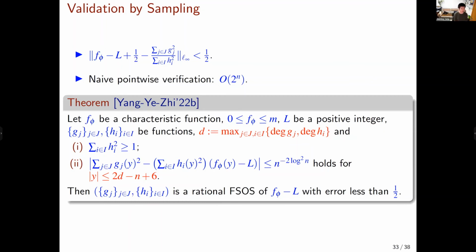Now, let G and Hi give a rational Fourier sum of squares, and let D be the degree of G and Hi. We just need to compute the error at the points with order at most 2D minus n plus 6, and check whether the error at these points is at most n to the power of minus 2 times square of log n. We don't need to compute the 2 to the power of n points.